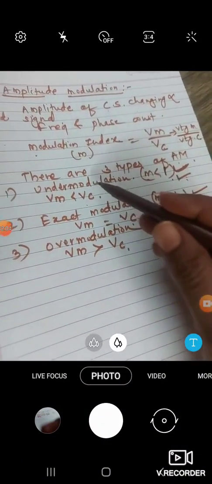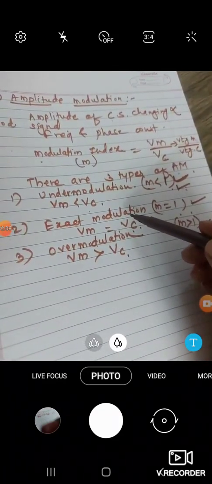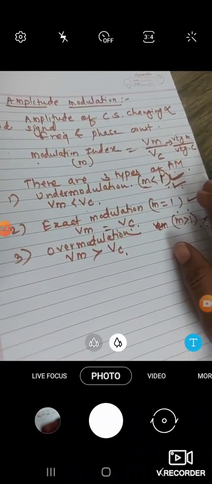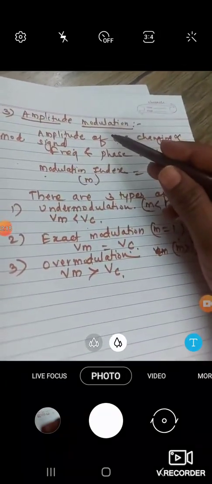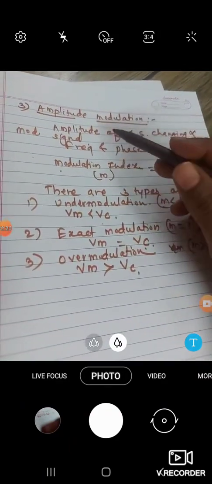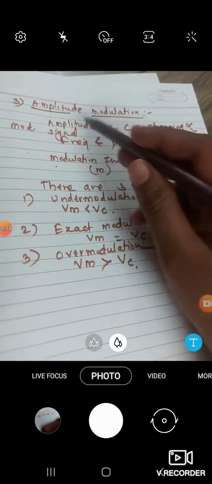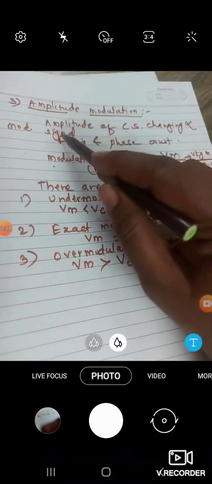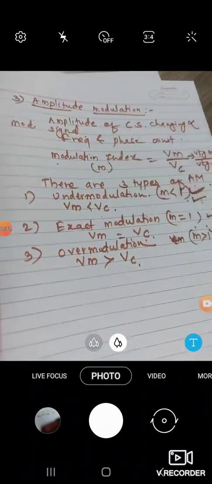Okay, so this is the concept of the three cases in AM. Once again I am repeating, in phase modulation the phase changes, and frequency and amplitude remain constant. In frequency modulation only the frequency changes, and phase and amplitude remain constant. And in amplitude modulation the amplitude of the signal changes, and frequency and phase remain constant.